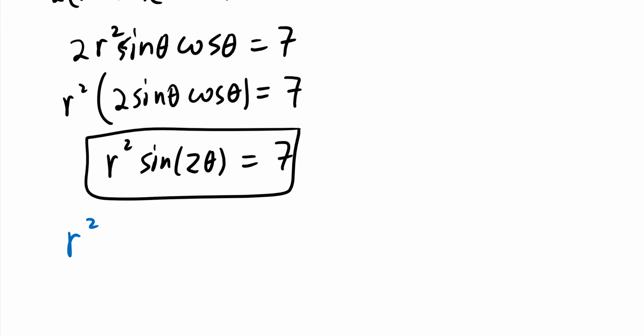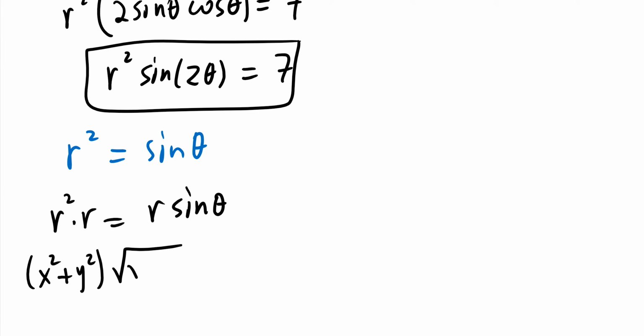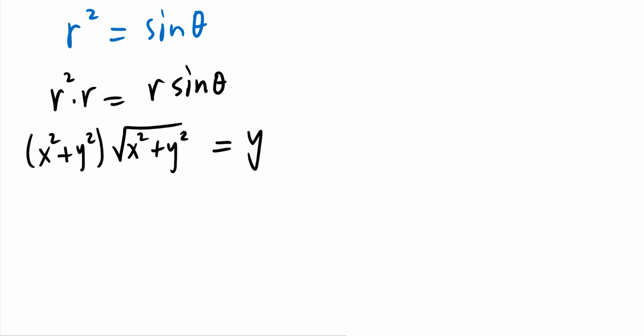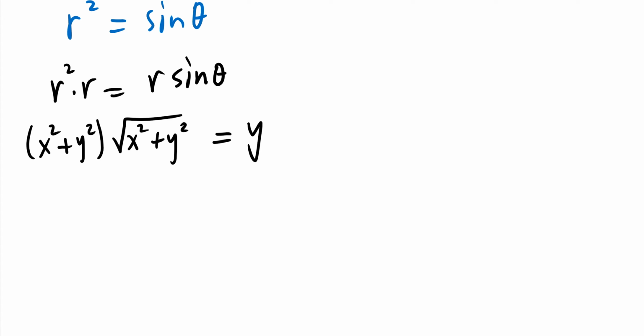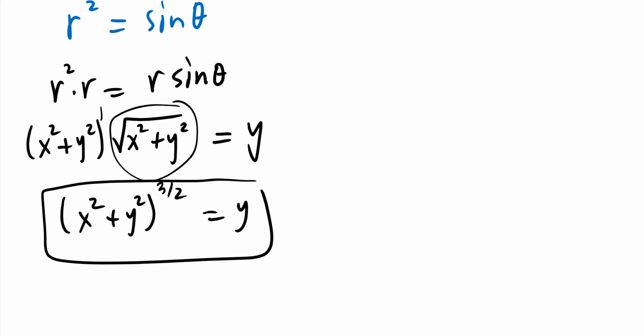Another example, what about r squared equals sine theta? Well, again, multiply by r, you get r cubed equals r sine theta. So this is basically r squared times r, if you like to write it, r squared times r. This is x squared plus y squared. And r is the square root of x squared plus y squared. And the one on the right side is y. You can leave it like this, that's fine. There's no more r or theta, there's only x and y. Or you can rewrite this x squared plus y squared to the 1/2 plus 1, 3/2, equals y. That would be the more simplified version of the answer.